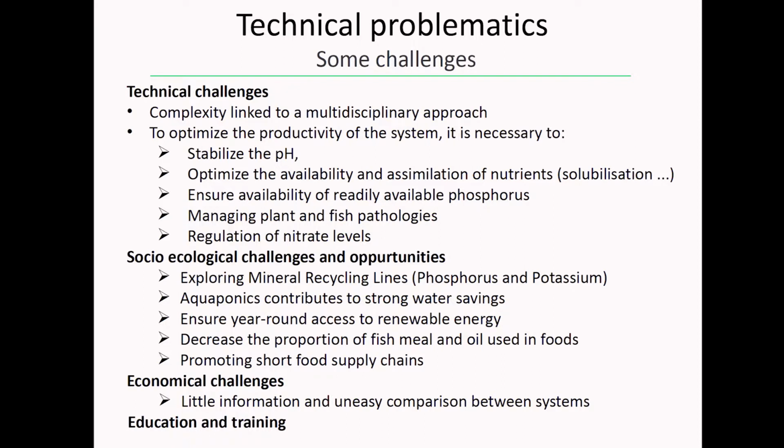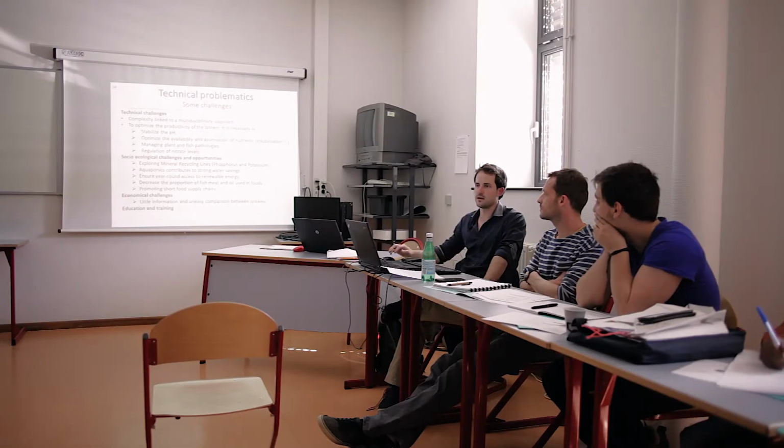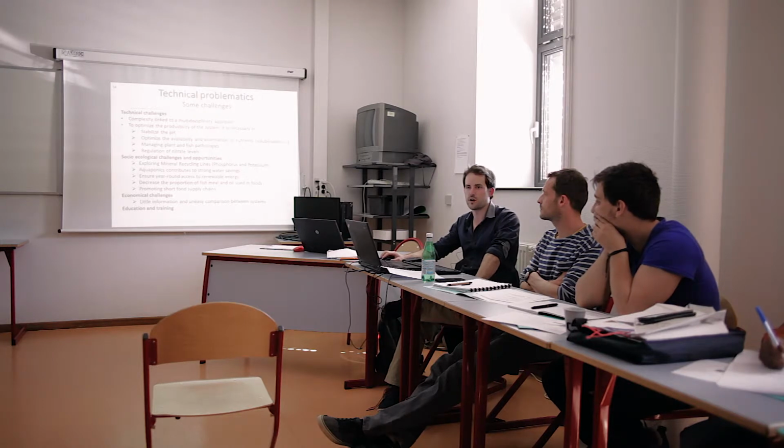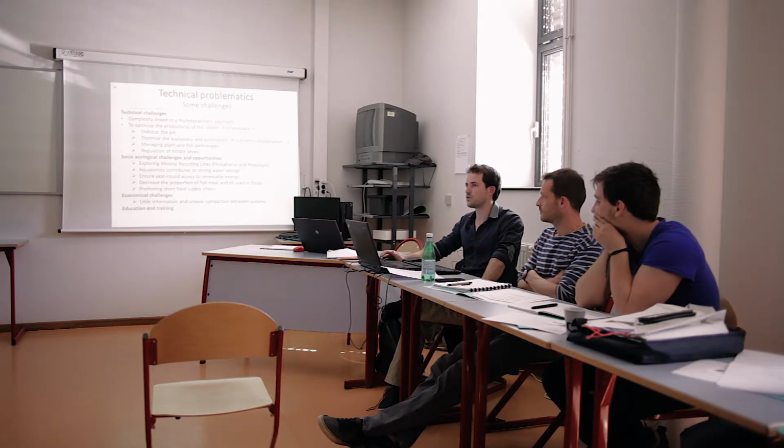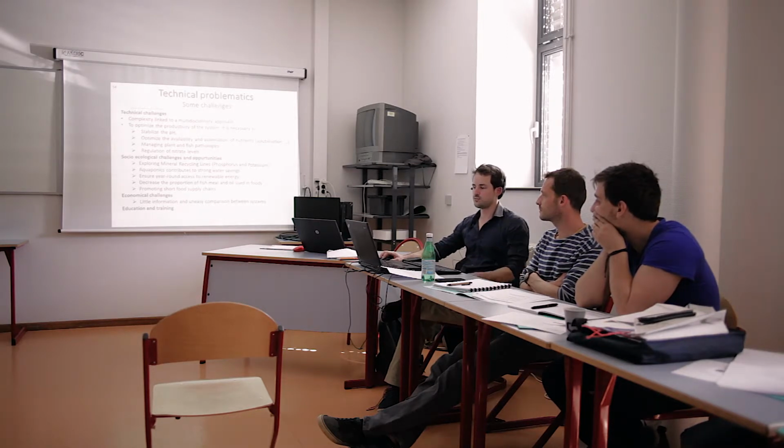Decrease the proportion of fish meal and oil used in the feeds. So this is a real socio-ecological challenge for aquaculture. Now we have some hopes with insect meal, for example, which will be allowed for aquaculture next July. So maybe we will manage to avoid fish meal more and more in the fish feed. And then it would be a good idea to promote short food supply chains, and aquaponics tends to go in this direction with urban and peri-urban agriculture.